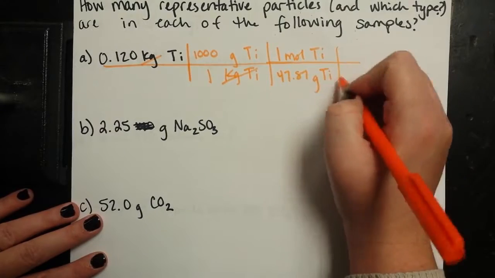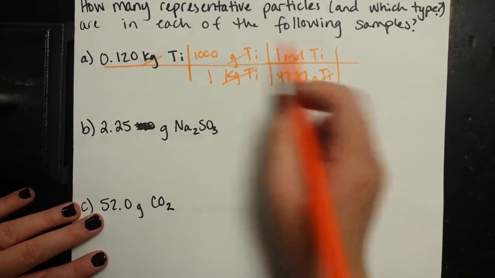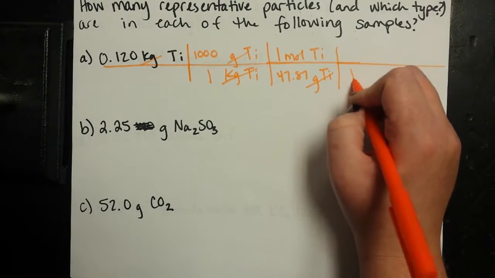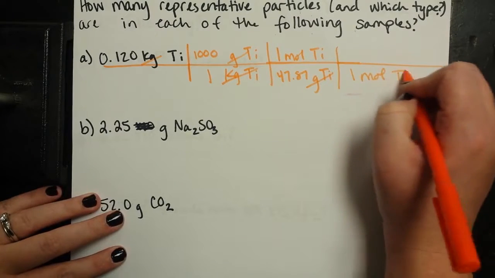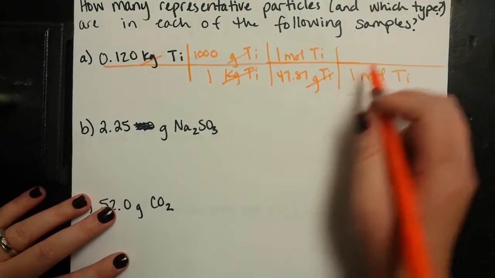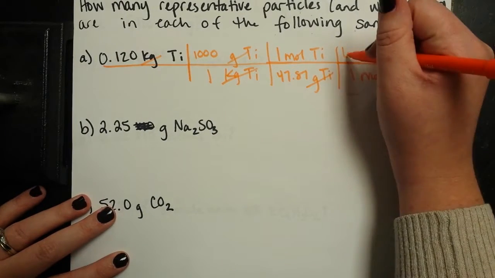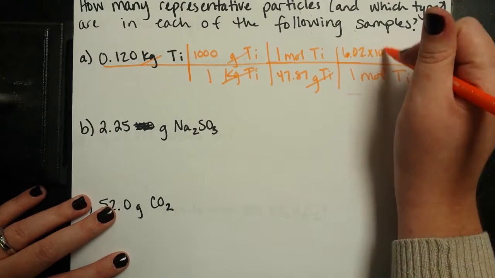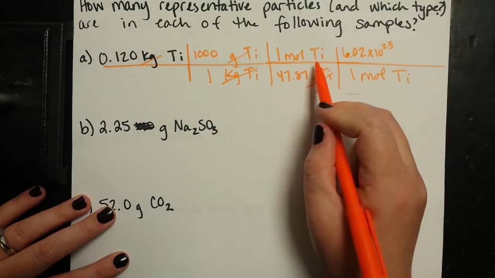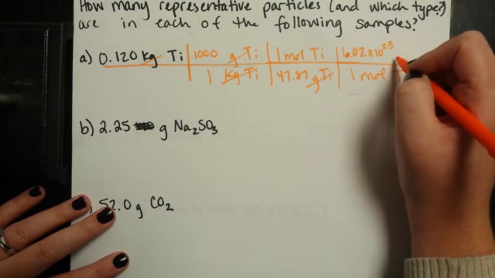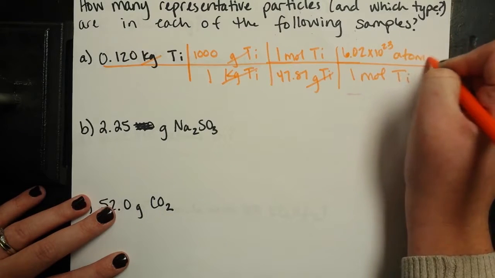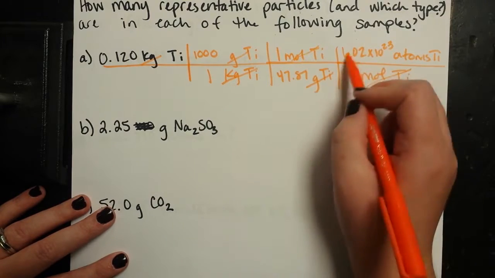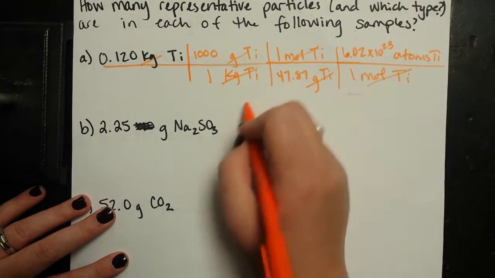Now my grams cancel and I'm in moles, but I want representative particles. So I need to get rid of moles, so I'm going to have 1 mole of titanium in my denominator, and my numerator will be Avogadro's number of representative particles. However, since I know my substance, I need to write the correct representative particle. This is just an element, so the representative particle would be the atom. Now my moles of titanium cancel, and I'm left with atoms of titanium.